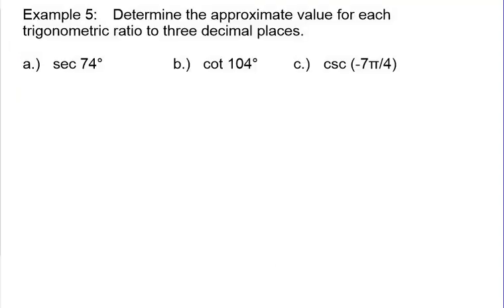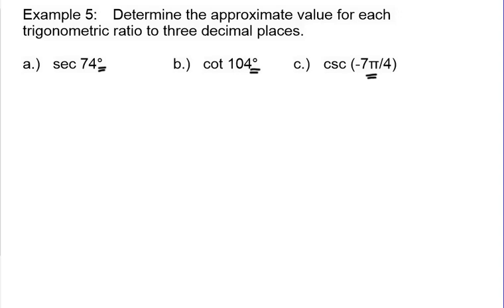Determine the approximate values for each trigonometric ratio to 3 decimal places. So anytime you are asked for an approximate value, that means you are using your calculator. When you grab your calculator, things you need to take note of: what units are you in? Our first two were in degrees. That means our calculator is going to be in degrees.